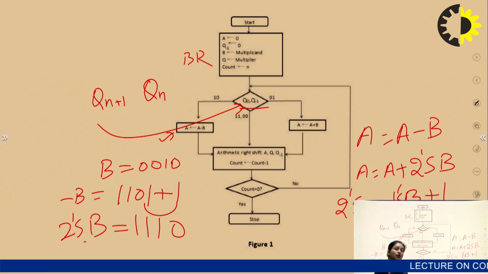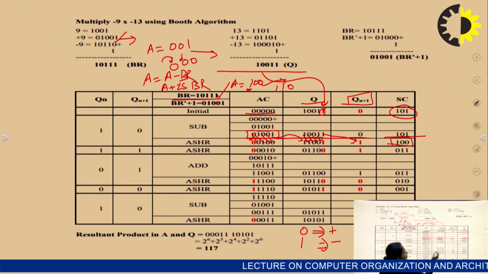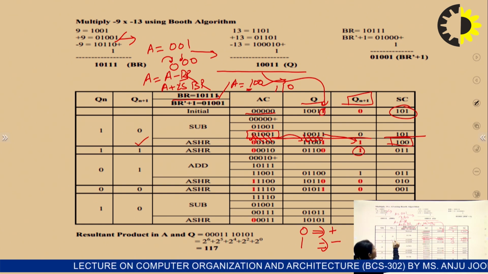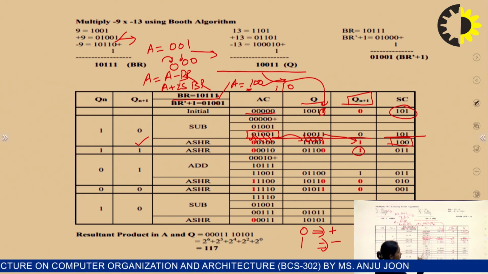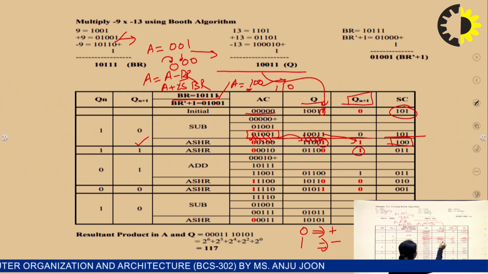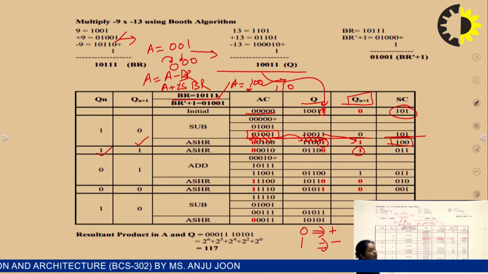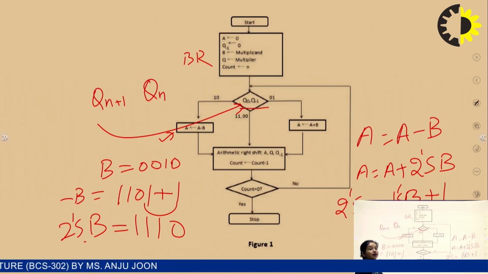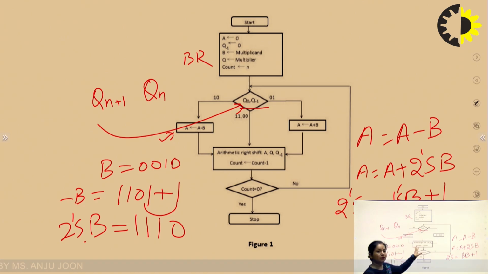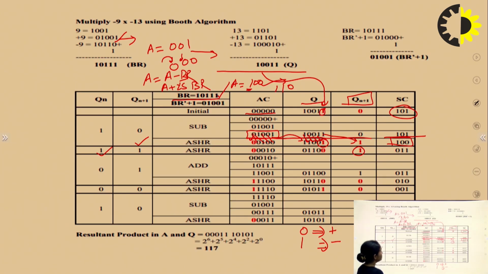Again we will take Q, Qn, and Qn plus 1. Now Qn plus 1 is 1, and the rightmost bit is also 1. When both bits are the same, what will we do? We will not do addition, subtraction, or anything else. We will do the arithmetic right shift. Okay, let's do it. In this step we will not perform anything, we will just do the arithmetic right shift.